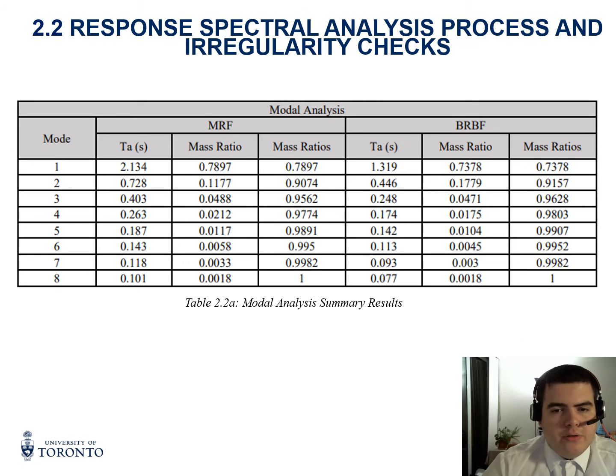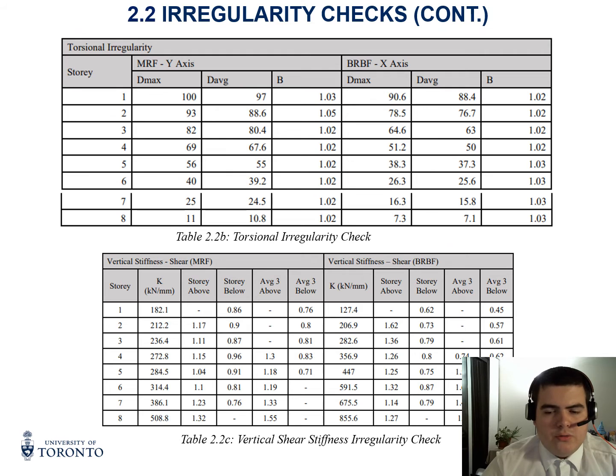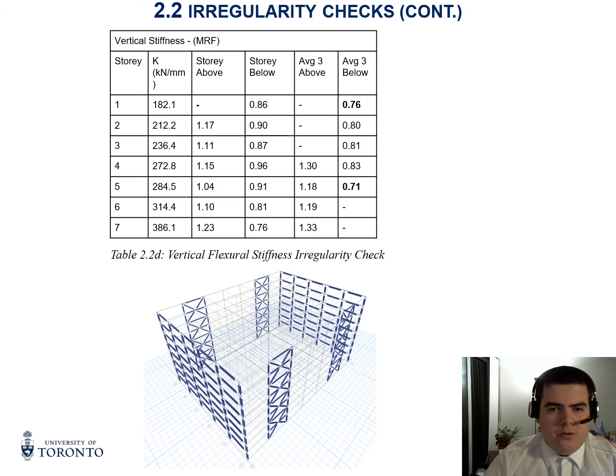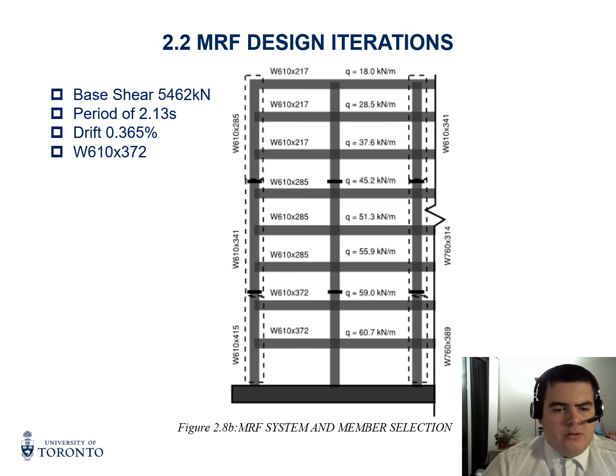I'm going to talk about the MRF system, and I'm going to start off by looking at this modal analysis. You can see that even after only 2 modes, we are above the 90% mass in our building. Here we check the torsional irregularity based on the maximum average displacement. We did find that we have a vertical stiffness irregularity based on the first and fifth floor. The most important values that we got were the base shear of 5462, a period of 2.13 seconds, a drift of 0.3%, well under the 2.5 code limit, and we did incorporate very heavy sizes for both beams and columns.